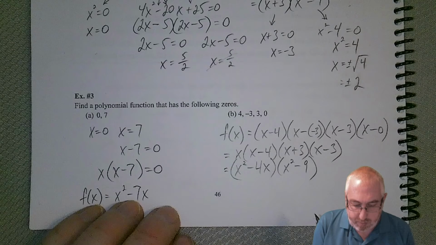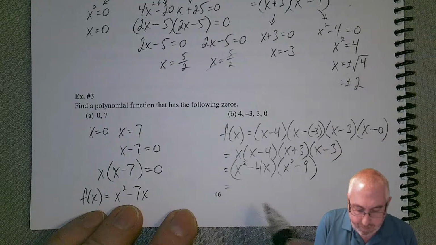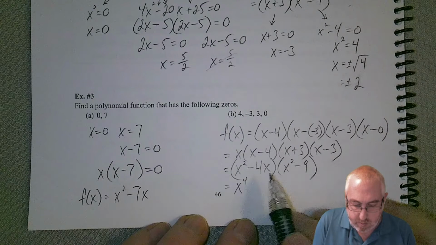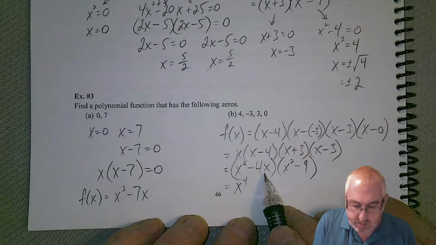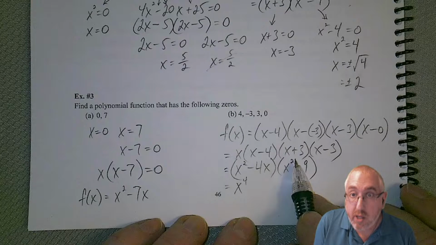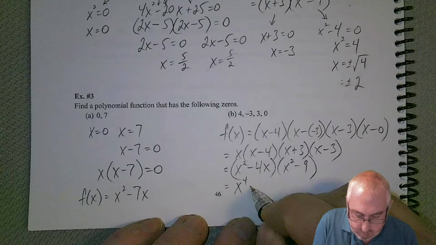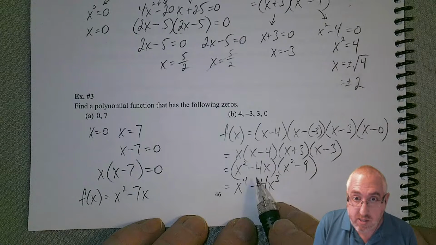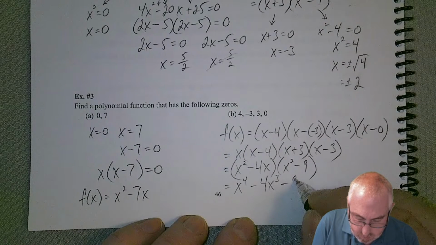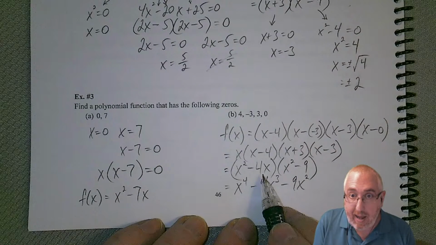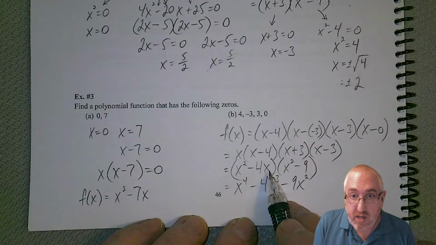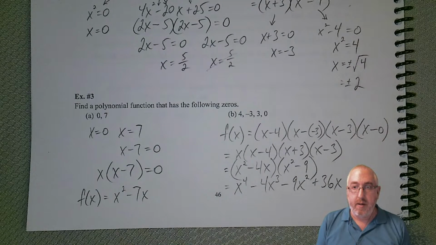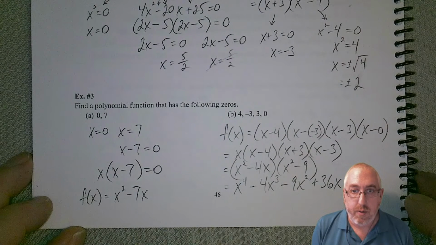And now the last step, we can FOIL this out one more time. So x squared times x squared is x to the fourth. You got your inside, which is going to be a minus 4x cubed once you put all the x's together. Your outside, which is going to be a minus 9x squared. And then your last. So minus 9 and a minus 4x is a positive 36x. And so that is your answer.